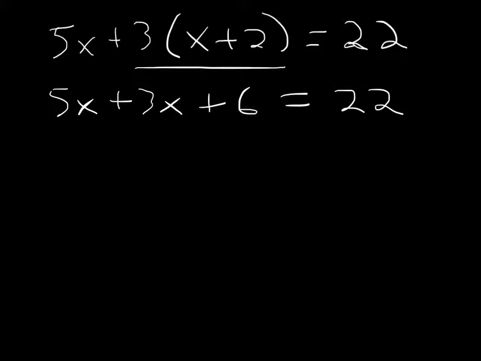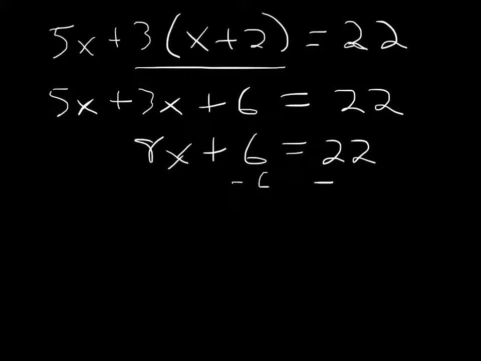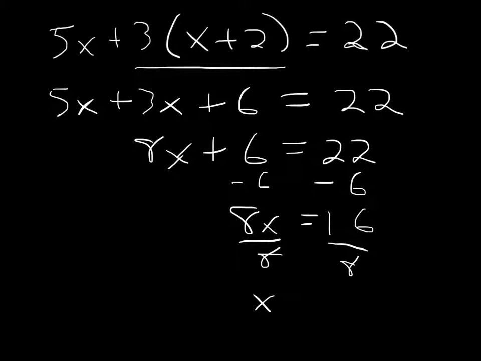Now, similar to our first example, we have to combine like terms. And we get 8x plus 6 equals 22. Now we can minus 6 from both sides. And we get 8x equals 16. Divide by 8 again, and we get x equals 2.